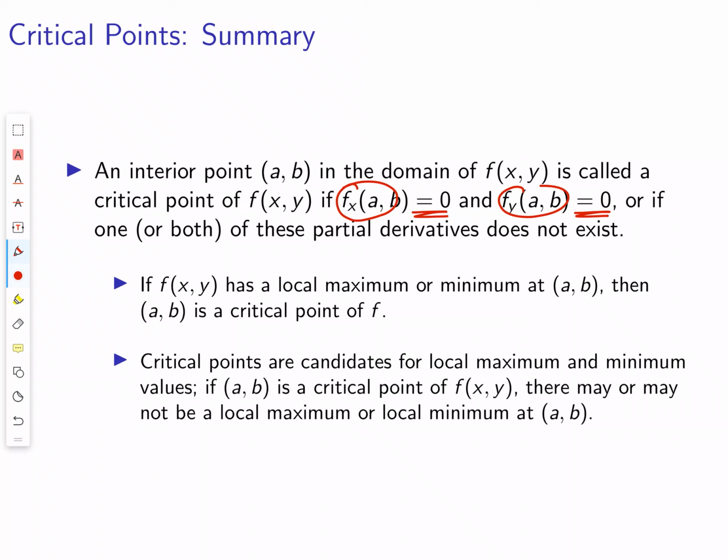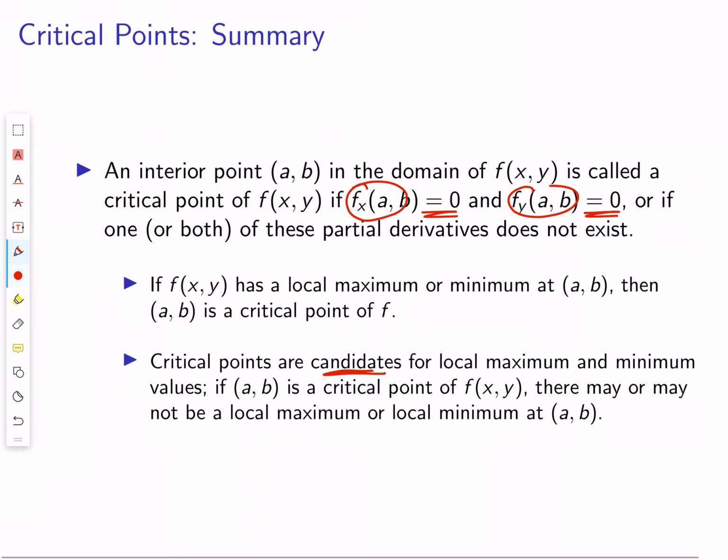Just as with functions of one variable, we know that critical points are just candidates. They're only candidates for a local extremum to occur. If we know that we have a local max or a min, then we also know that that point is a critical point. But if we start with a critical point, we don't know necessarily that we have a local max or a local min. But we'll worry about those details later. Let's first focus on finding critical points.